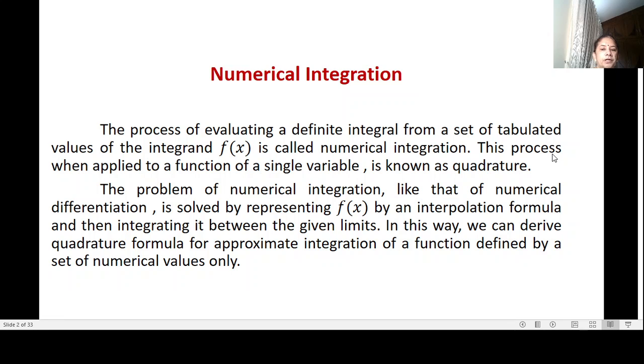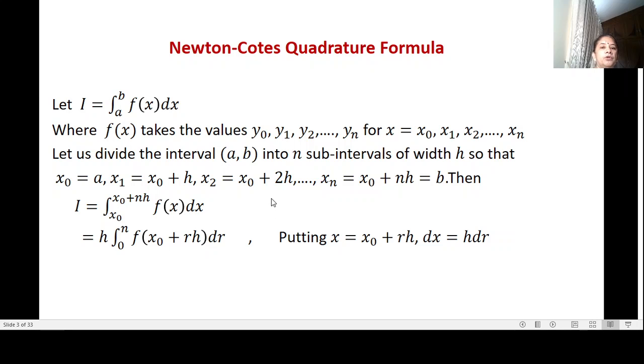So first we derive quadrature formula, which is known as Newton-Cotes quadrature formula for approximate integration of a function defined by a set of numerical values only. Okay. So first let us derive quadrature formula. Then by substituting n is equal to 1, we get trapezoidal rule. N is equal to 2, we get Simpson's 1/3 rule or simply Simpson's rule. And n is equal to 3, we get Simpson's 3/8 rule. So let us study these one by one. First, let us derive Newton-Cotes quadrature formula, from which we derive all the three formulas.